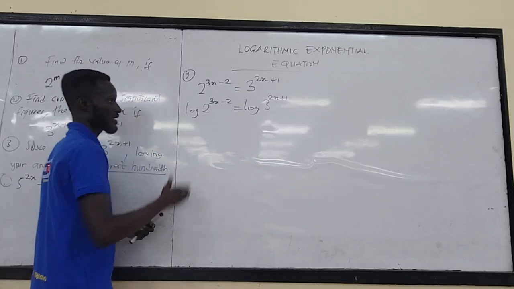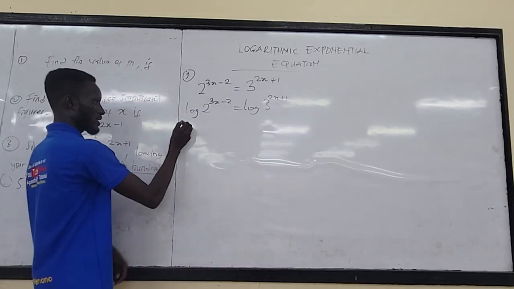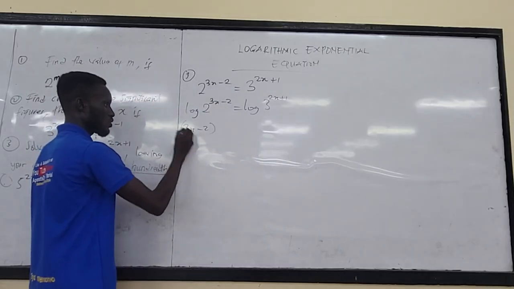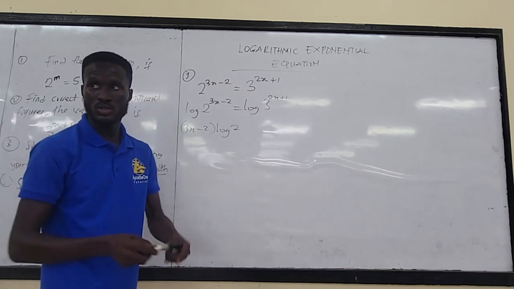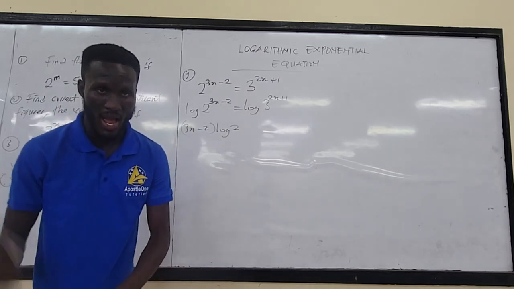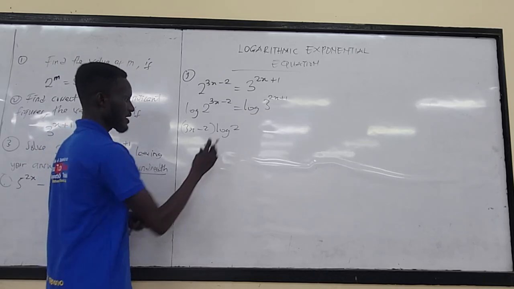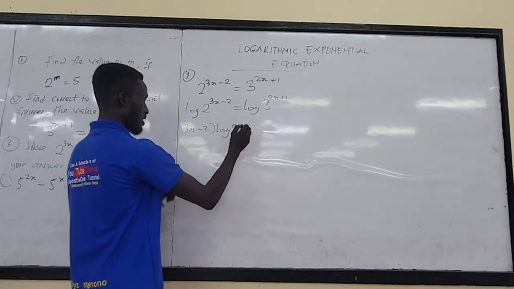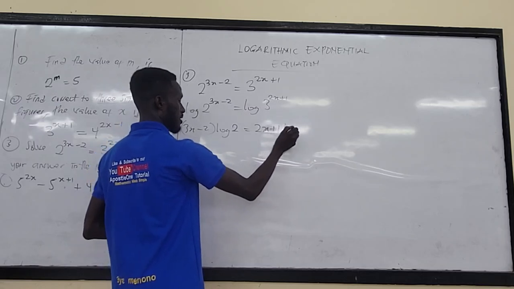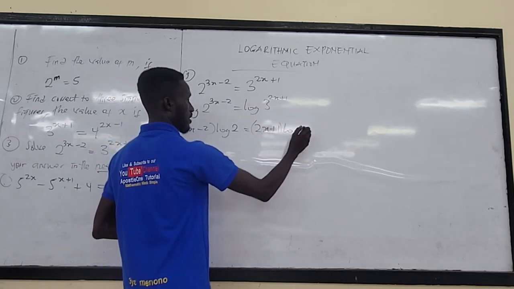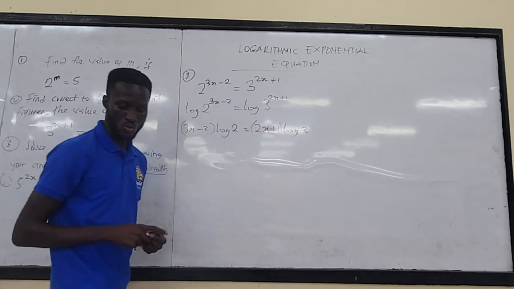So that's one way. Now I bring this one at the back of the log. We get 3x minus 2 log 32. You see, I am going through the same process. I am going to the same approach. Yes, it is not anything difficult. Now, bring this one, then I'm going to get 2x plus 1 log 3. Punch log 2 on the calculator.